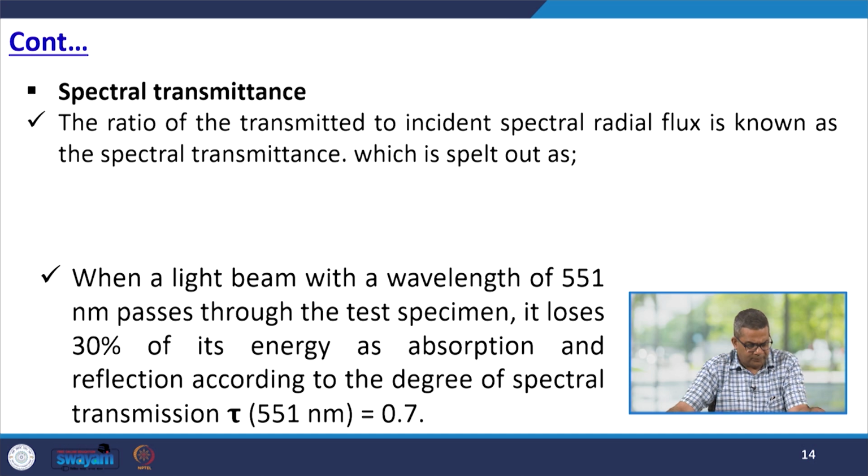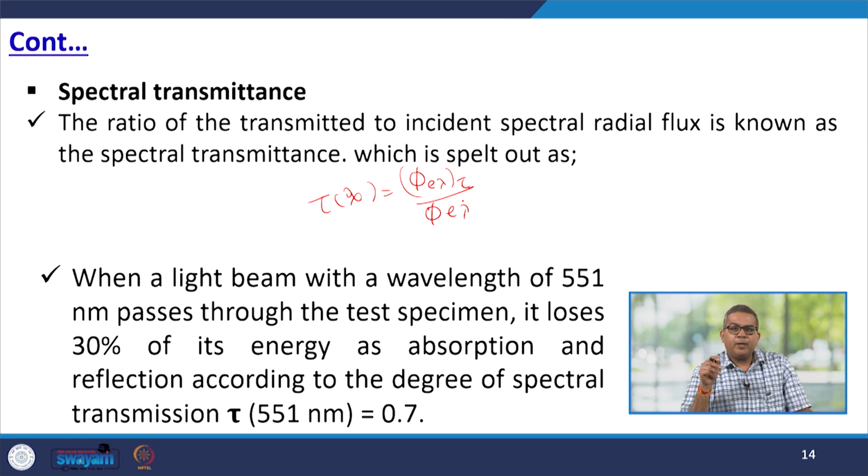The spectral transmission. The ratio of transmitted to incident spectral radiant flux is known as the spectral transmission, which is written as tau lambda equals phi e lambda transmitted over phi e lambda incident. So, when a light beam with a wavelength of 551 nanometers passes through the test specimen, it loses 30% of its energy through absorption and reflection, so the degree of spectral transmission tau at 551 nanometers is equal to 0.7.